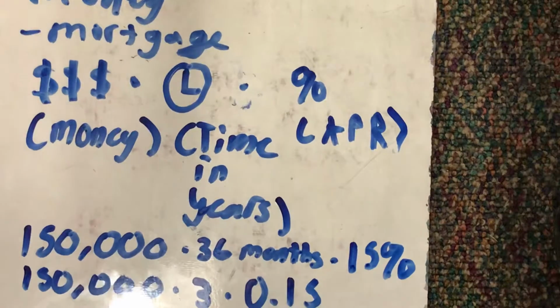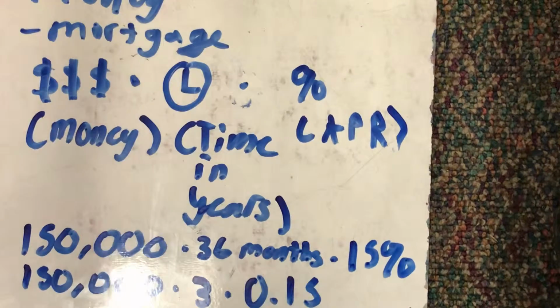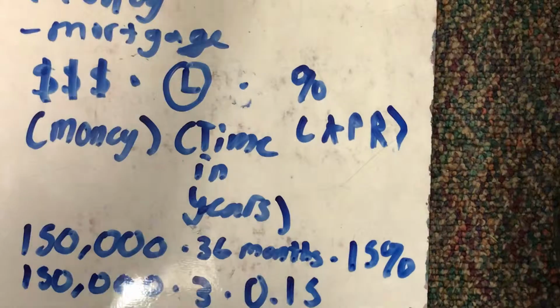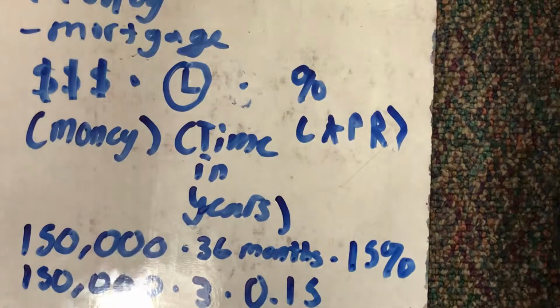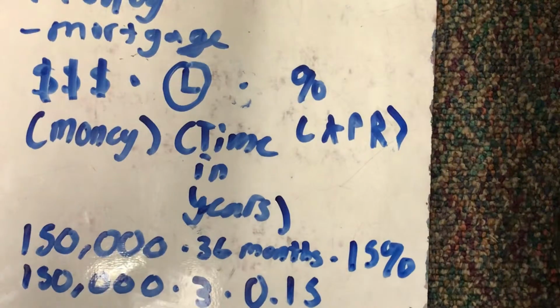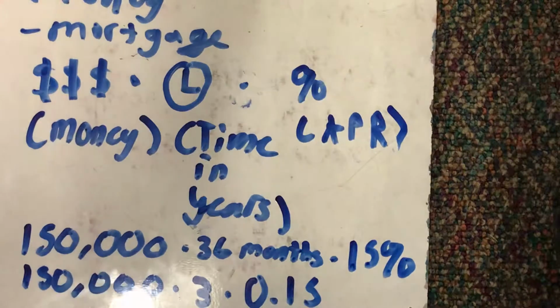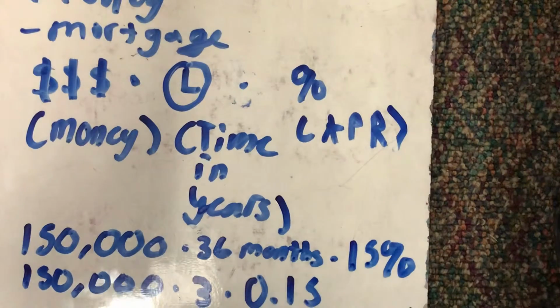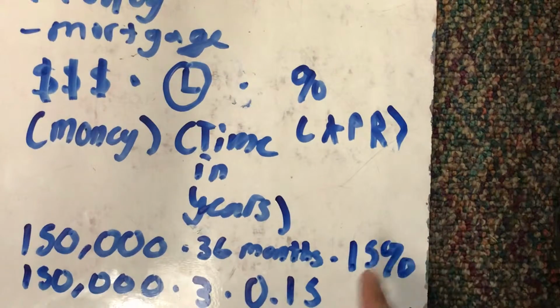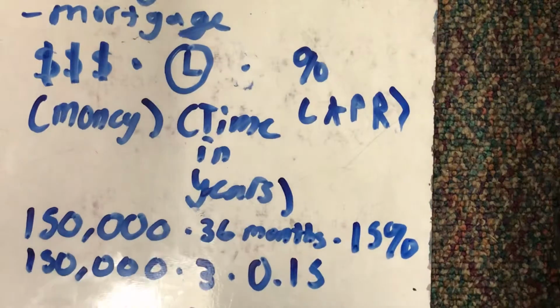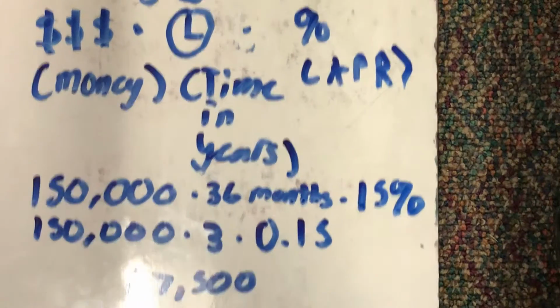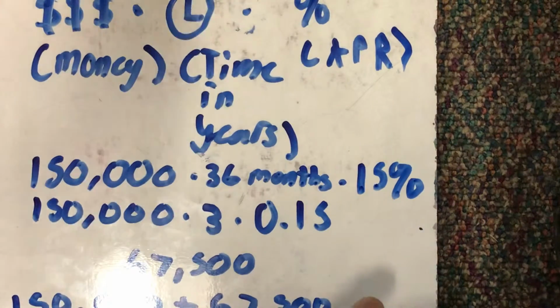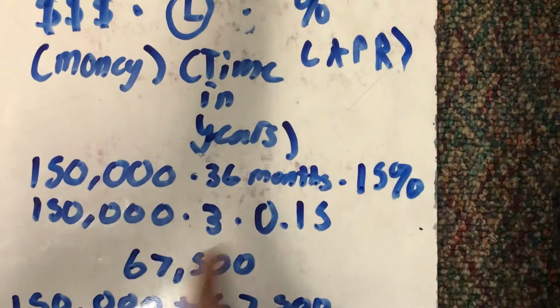Now, as always, when you have a percent and you're trying to multiply by something else, you turn it into a decimal. We're trying to figure out the decimal version of 15%. The decimal version of 15% is 0.15. So you multiply 150,000 by 3 by 0.15. That equals 67,500. Now, that's not the last step.